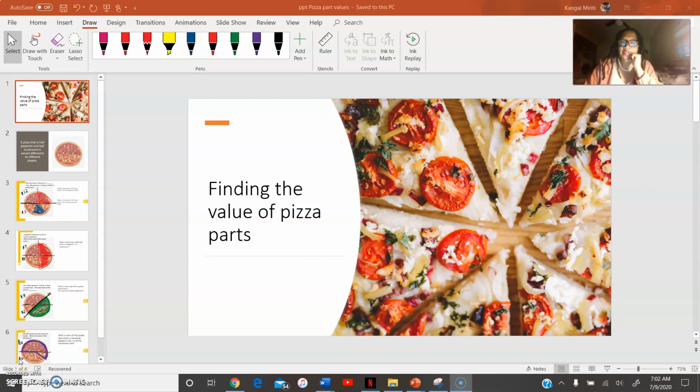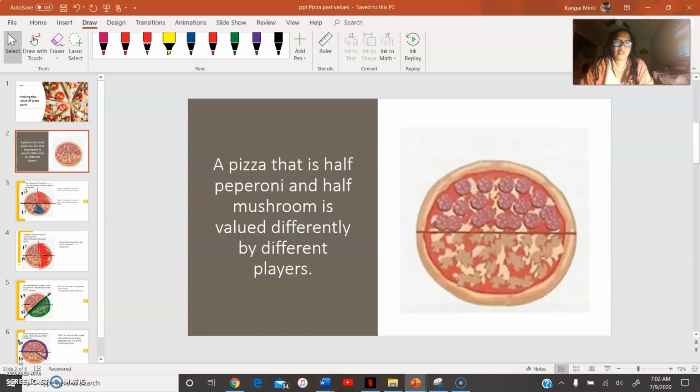Hi, so let's talk about finding the value of pizza parts. Well, what do I mean by that? So we're going to look at something like this. Let's suppose we have a pizza that's half pepperoni and half mushroom. Different players might value this pizza and parts of this pizza differently. Here's what I mean.